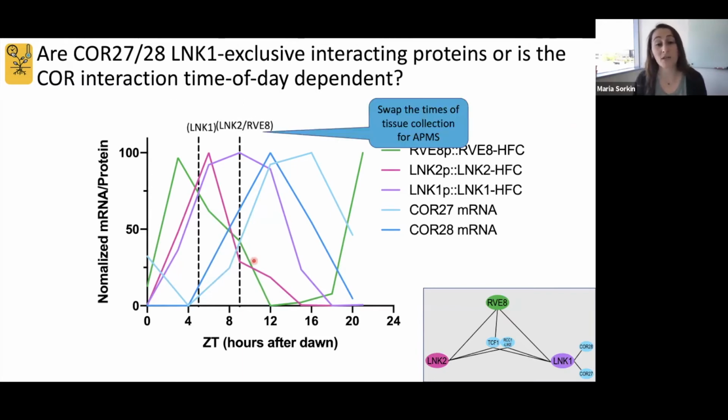And so it's entirely possible that the time of day that we collected tissue is influencing our data. And so what we did was swap the time of day that these proteins were collected.